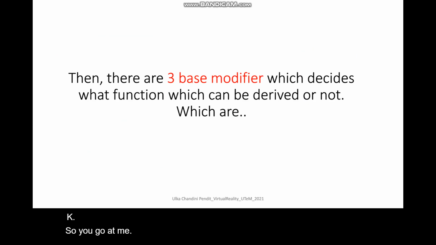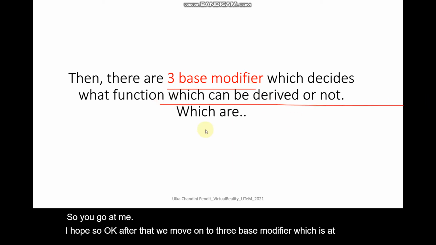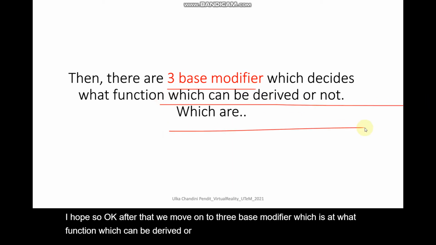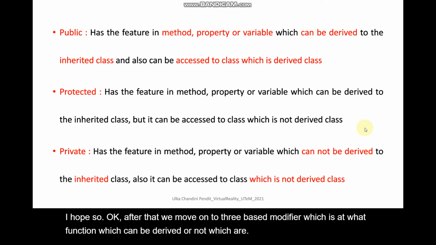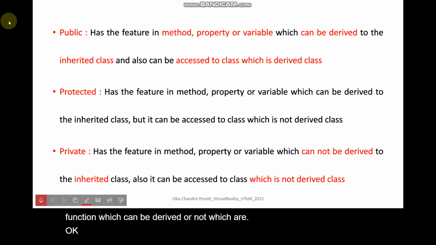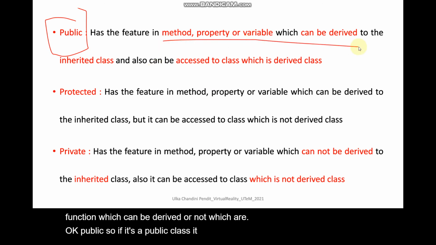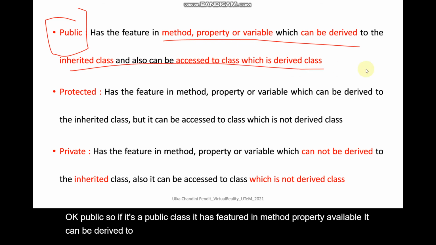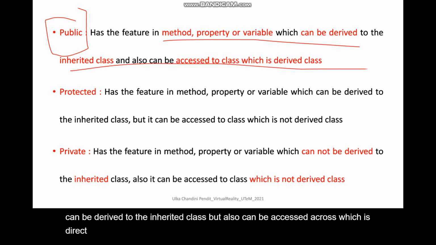I hope so. Okay, after that we move on to the three access modifiers, which decide what can be derived or not, which are public, protected, and private. If it's public, the method, property, or variable can be inherited by the derived class, and it can also be accessed from outside, because it's public, guys, everyone can access it.